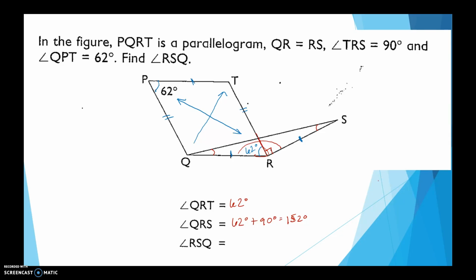Now we want to find angle RSQ. That's this guy right here. So we're going to subtract 152 from 180 because all of the angles in a triangle add up to 180, and we're going to divide by 2. And we're going to get 28 divided by 2, which is going to equal 14 degrees. All right, last one.